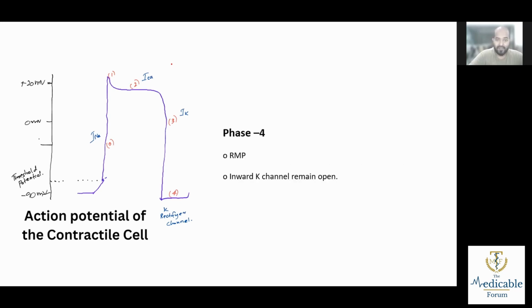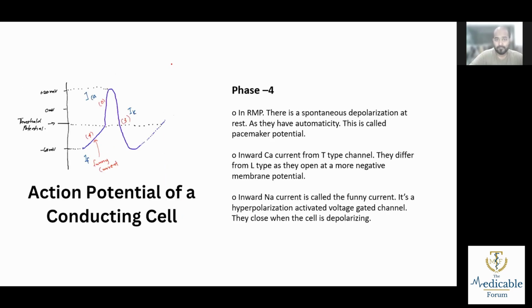And then finally we reach the resting membrane potential, and what keeps the resting membrane potential always negative is the sodium potassium ATPases. They shift sodium and potassium out and inside the cell to maintain a more negative resting membrane potential. So that is the basic of an action potential in a contractile cell.